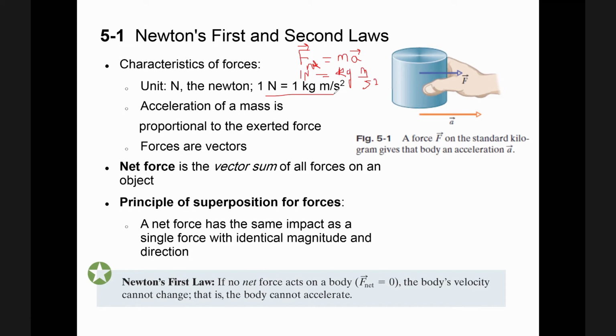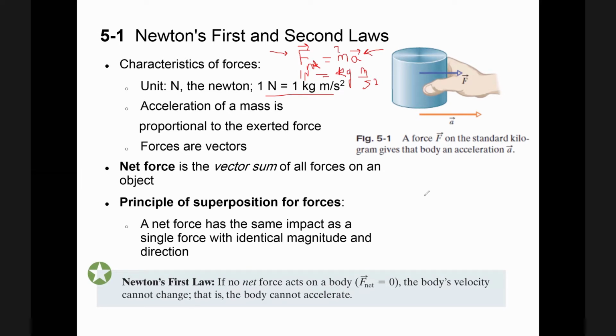Excellent. This is the first thing we learn. Another thing we learn: the left side equals the right side. The left side is a vector, so the right side has to be a vector. But what makes this right side a vector? The acceleration. So what happens to this mass? What is this mass?